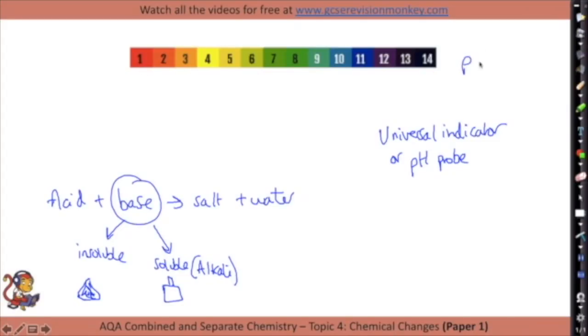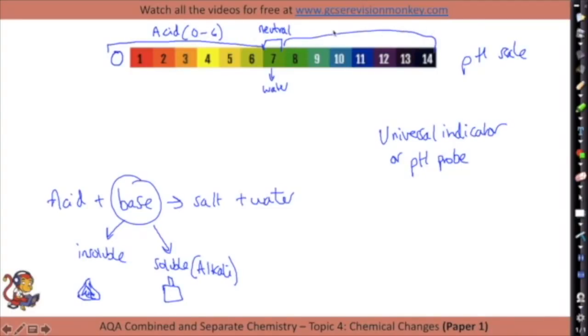So this here is the pH scale. It goes from 1 to 14. Number 7 in the middle, pH 7, is for a neutral substance, for example, water. So sometimes you have a pH 0 as well on the end here. The range 0 to 6 are your acids, and within the range 8 to 14 are your alkalis.